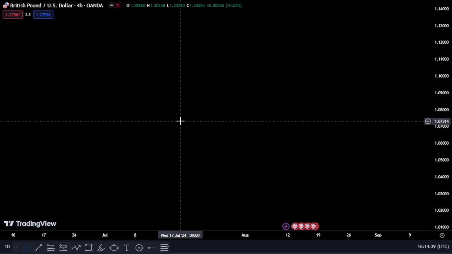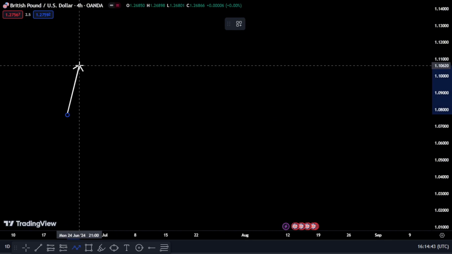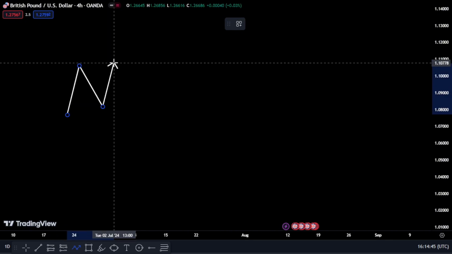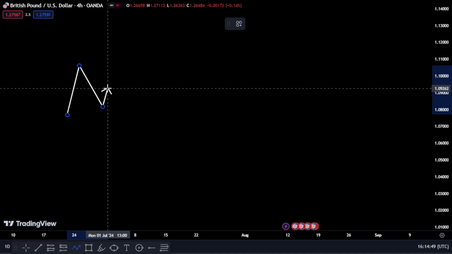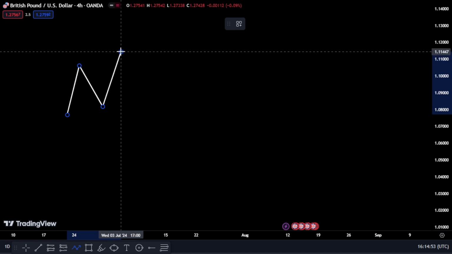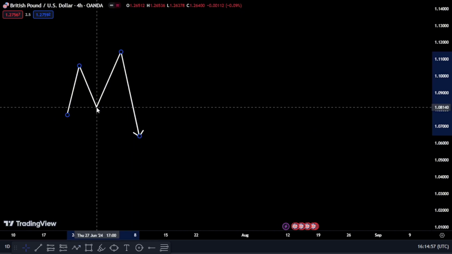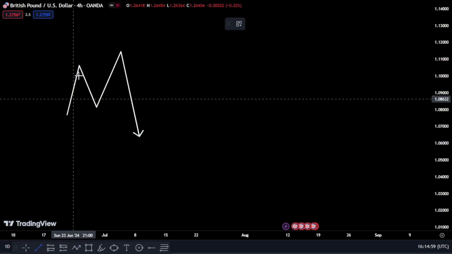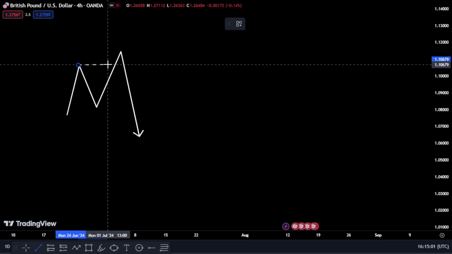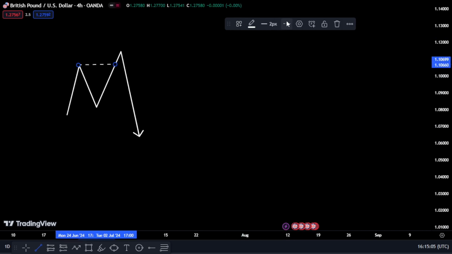So at the end of the day, what happens? You see a double top pattern. What happens? The market ends up going higher and then coming all the way down to the downside. So you end up being manipulated. The stop loss ends up being taken out.